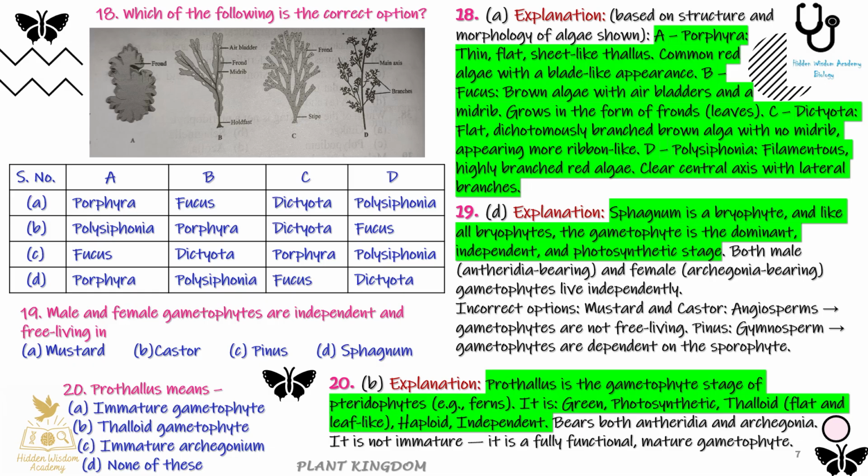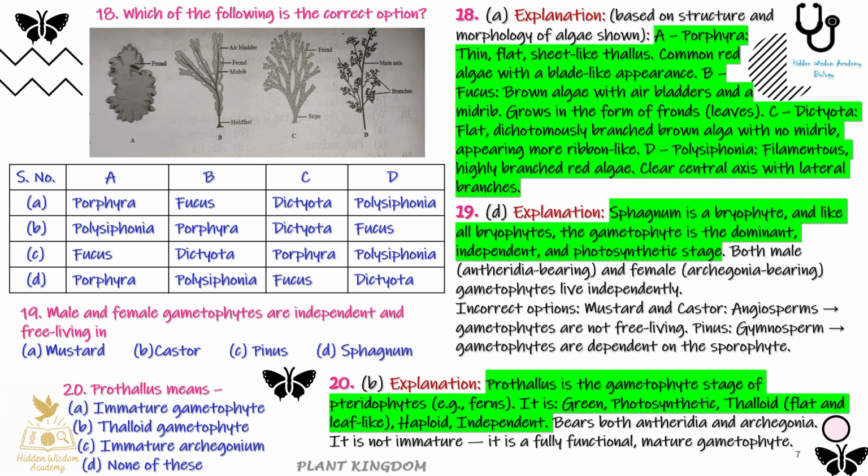Option B: A, Polysiphonia; B, Porphyra; C, Dictyota; D, Fucus. Option C: A, Fucus; B, Dictyota; C, Porphyra; D, Polysiphonia. Option D: A, Porphyra; B, Polysiphonia; C, Fucus; D, Dictyota.